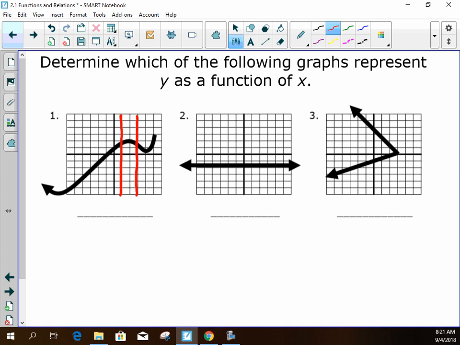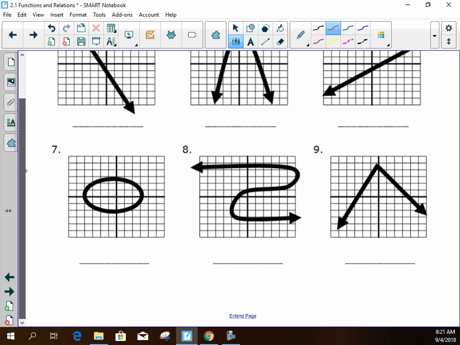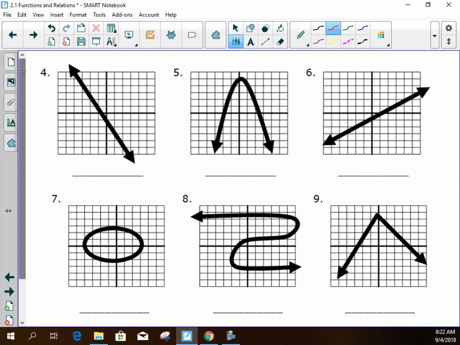So is number 1 a function? Yes. Is number 2 a function? Yes. Is number 3 a function? No, look. This vertical line right here passes through it twice. That's the vertical line test. That's pretty simple, right? Okay, number 7. Is number 7 a function? No. Is number 8 a function? What about number 5? Is that a function? Yes, this is a parabola. It is a function.